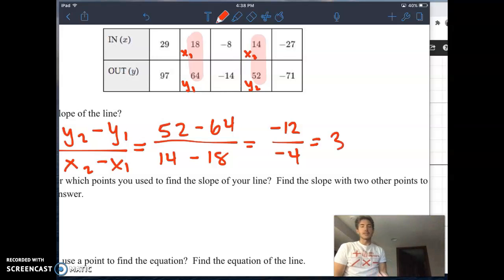If you like 3 because it's a nice whole number, great. If you like having that in rise over run fashion, you can write it as 3 over 1. Either one is going to work out just fine for you.